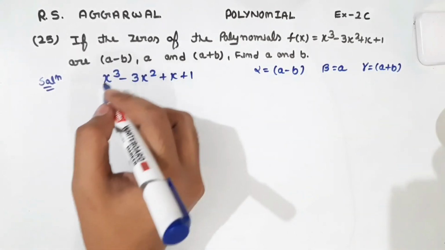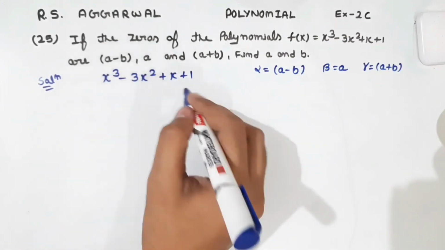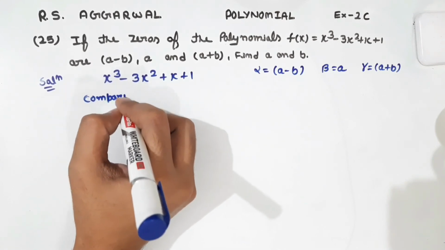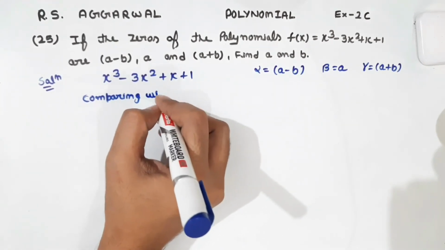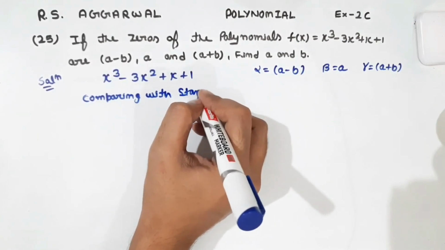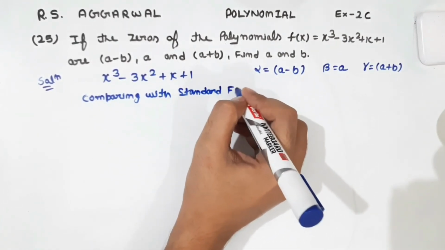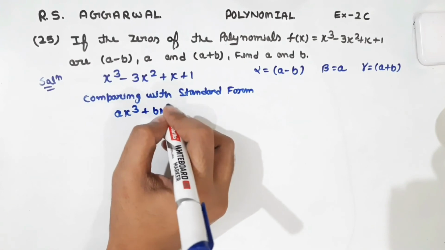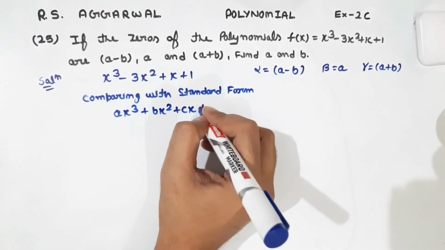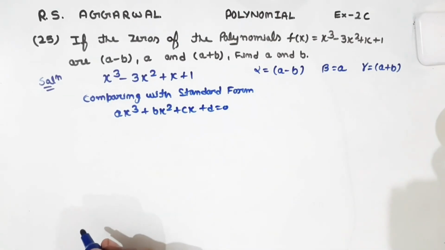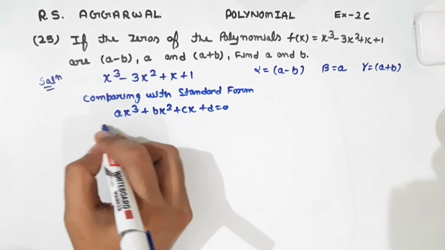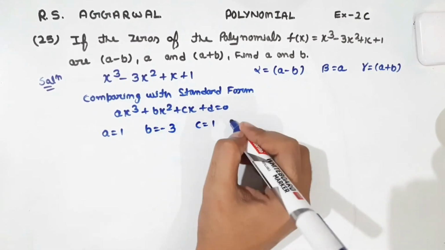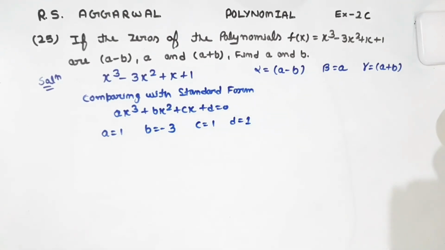Now comparing this cubic polynomial with the standard form, ax cube plus bx square plus cx plus d equals 0. So from here a will be equal to 1, b will be equal to -3, c will be equal to 1 and d will be equal to 1.